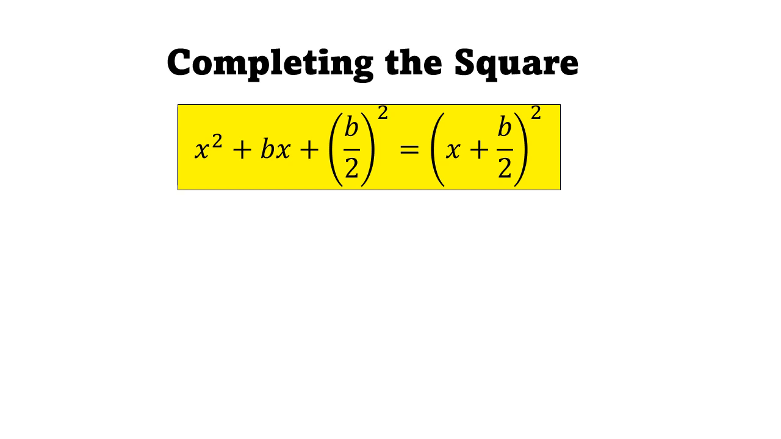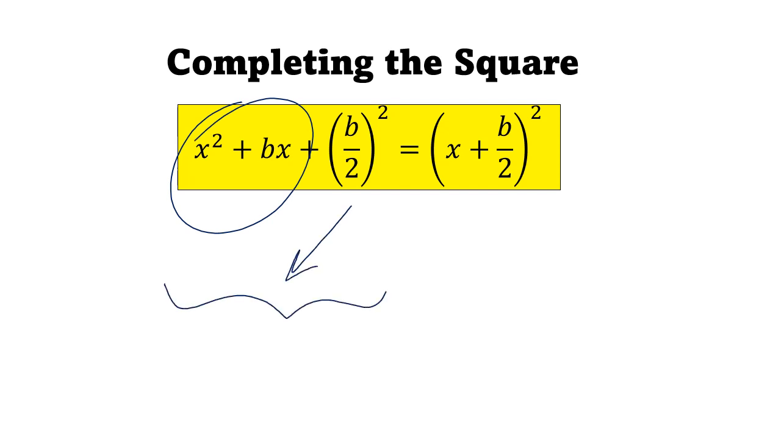Now completing the square. Notice in completing the square, we always have a binomial. So he always gives me a binomial, and I have to add to it a term. So this one will change into a perfect square trinomial, and this one here is the perfect square.